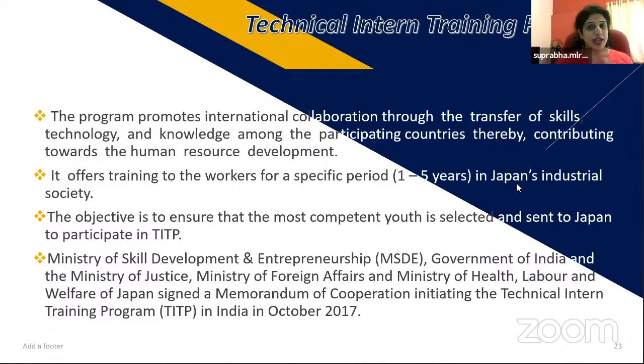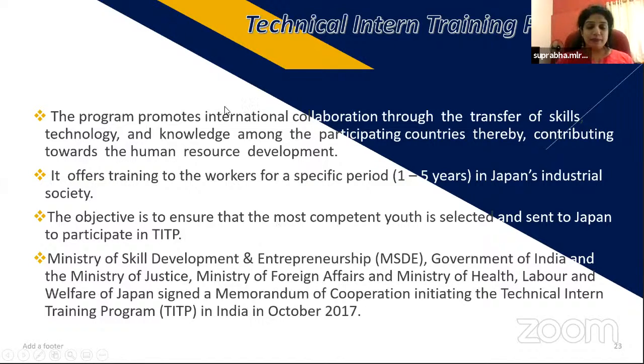Okay, so I hope you got the basic idea of TITP. It is a collaboration between India and Japan to technically train candidates. The period of training will be from 1 year to 5 years. Before sending the candidate to Japan, a TITP program will be conducted for them, where language, culture, etc. will be explained to them. Yes. Moving on.